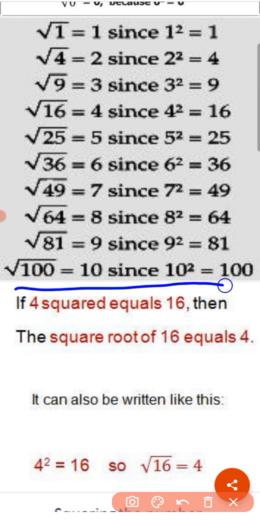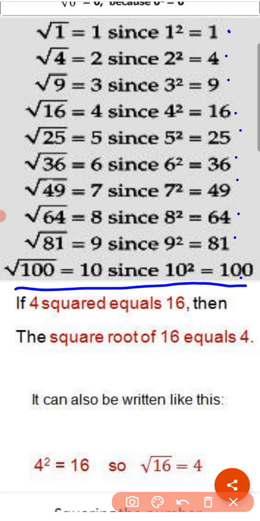These are the squares and square roots of the first 10 numbers. The squares are 1, 4, 9, 16, 25, 36, 49, 64, 81, 100. These are the squares of the first 10 numbers, that is from 1 to 10. If we know the squares, then we can find the square root easily.